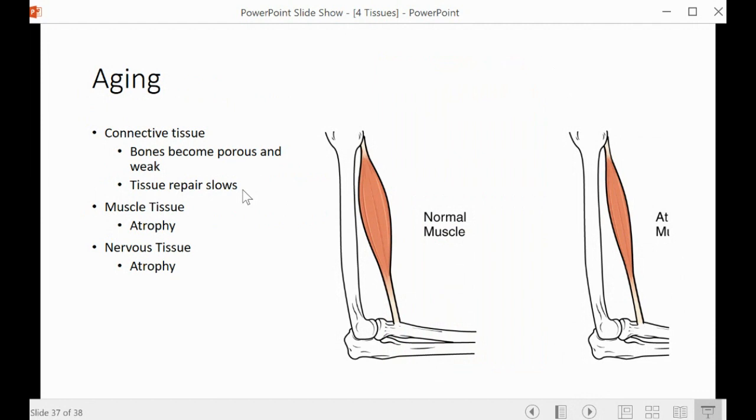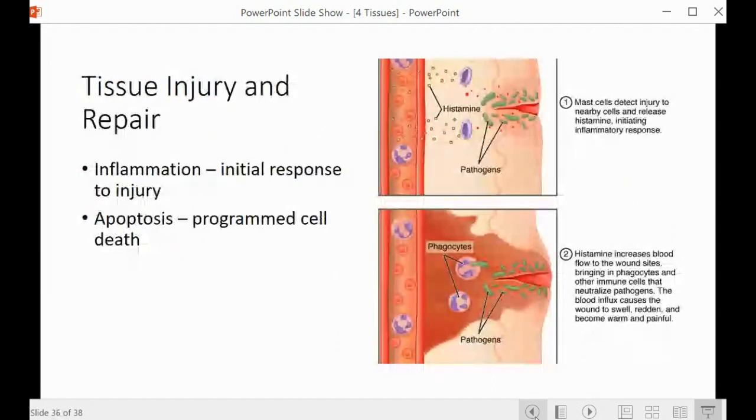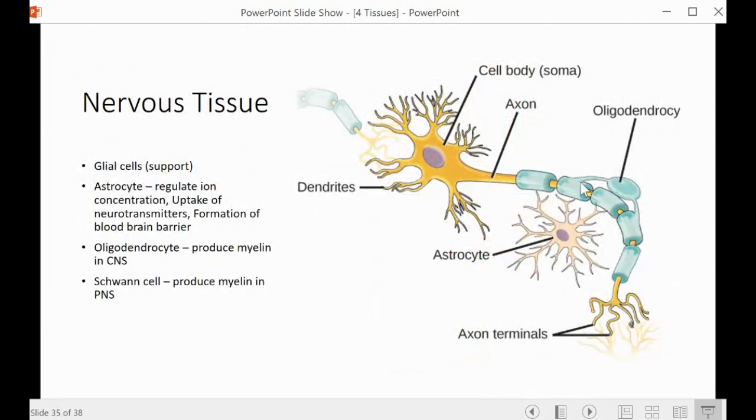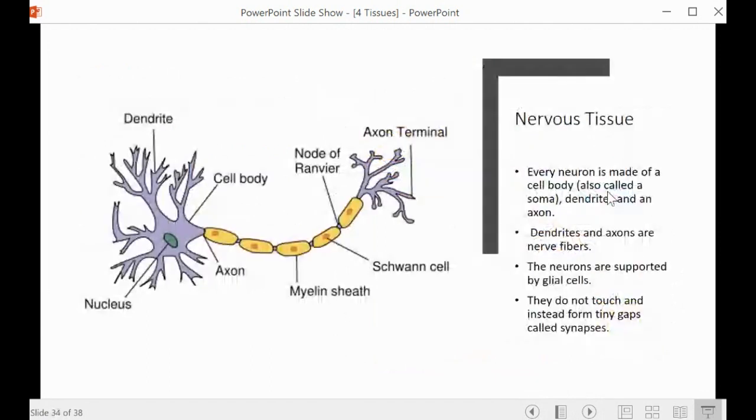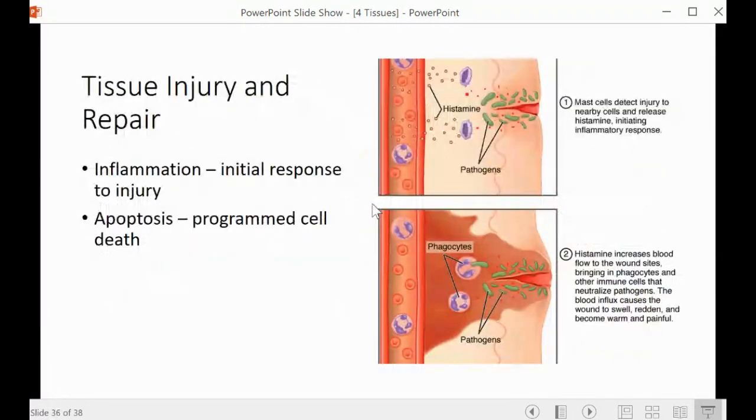Our muscle tissue can atrophy. This is like a normal muscle. Atrophy means it sort of gets smaller and weaker. Our nervous tissue, we also can see some atrophy there and some demyelinization. So that means that the oligodendrocytes and our Schwann cells are not as effective in covering over that axon. So it slows down the signals.